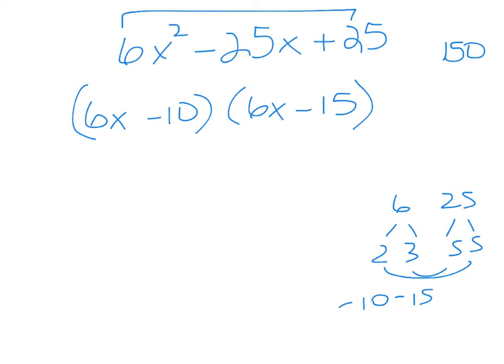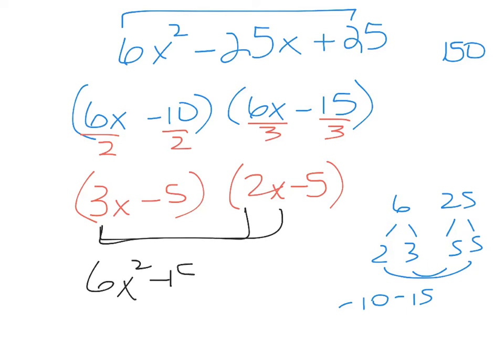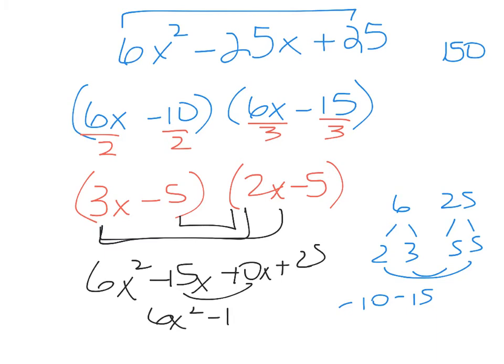Now I got to try to simplify. I can actually divide the first one both by 2 and get 3x minus 5. Divide both of these by 3. And I get 2x minus 5. If I FOIL it, it goes back. And then you'll add them. So 6x squared minus 25x plus 25. So it did go back. It works out. So the answer is right here.